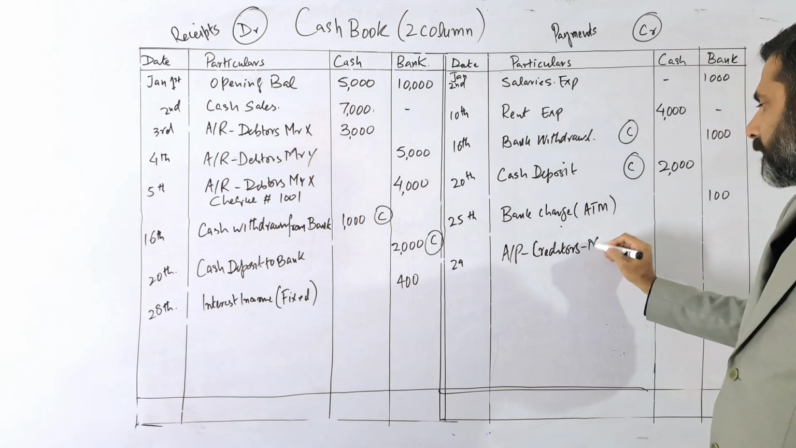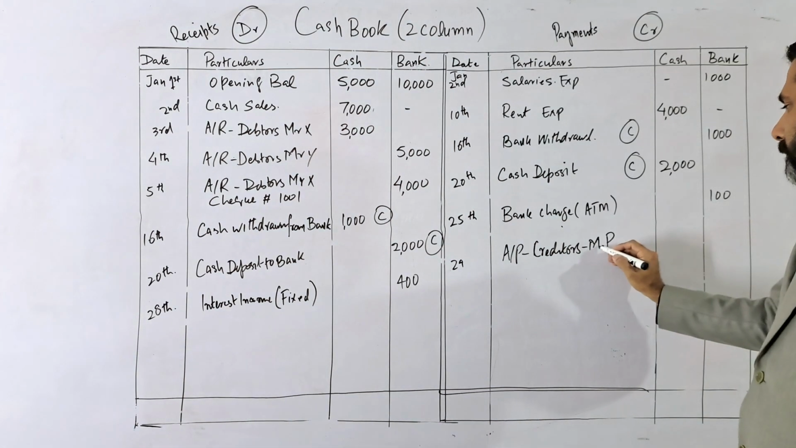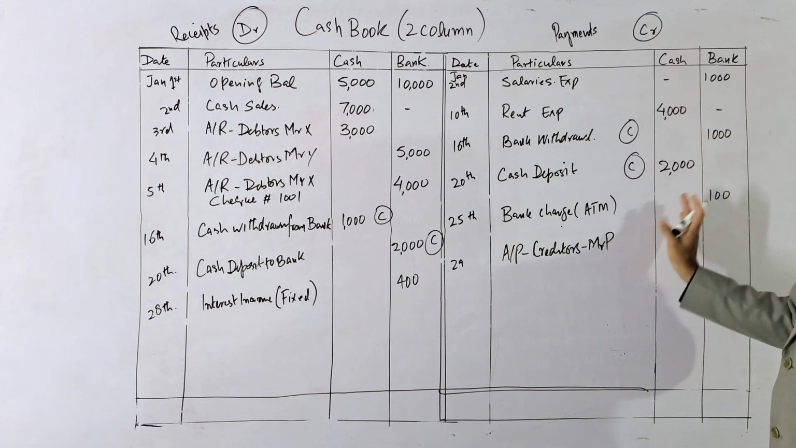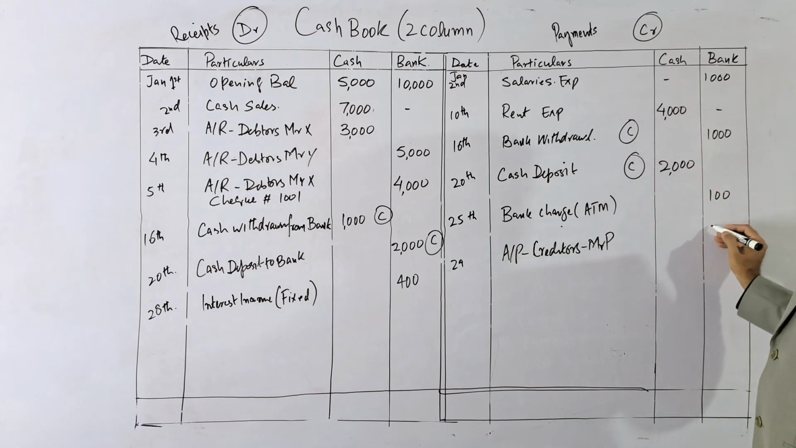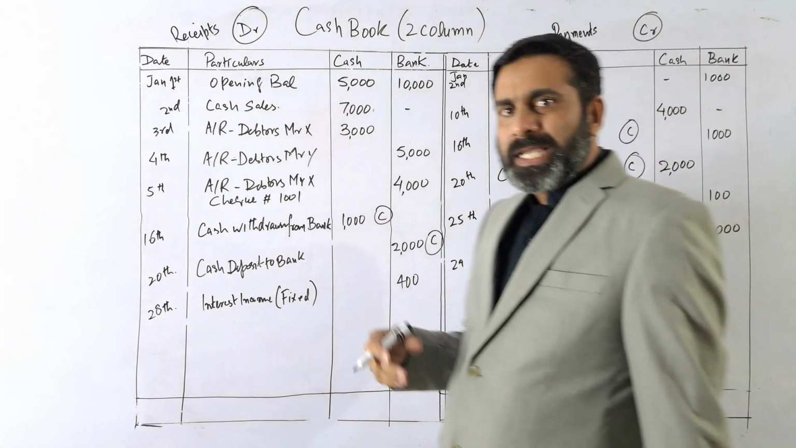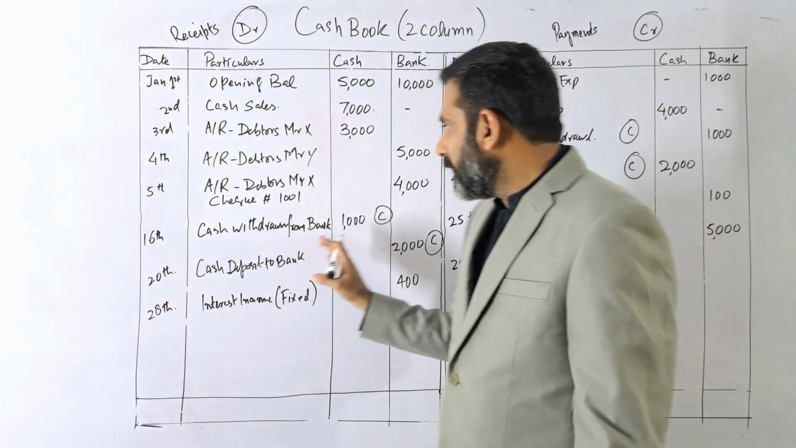For example, Mr. P is there. You have to pay, let's say, through the bank or from the cash. So it depends on the transaction. For example, you are paying $5,000 through the bank account. You have paid to Mr. P. You also have to write the check number, which check you are depositing, and we have written it here.